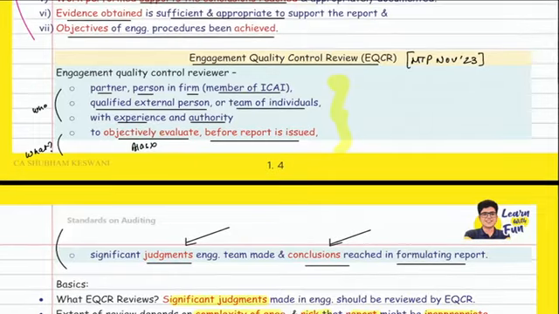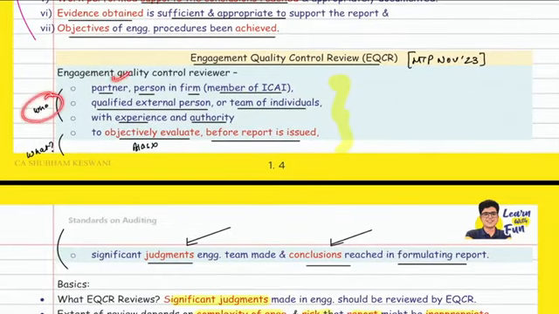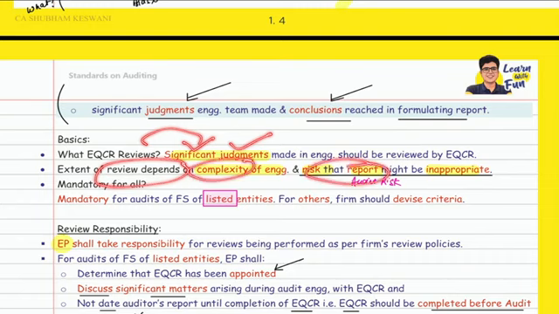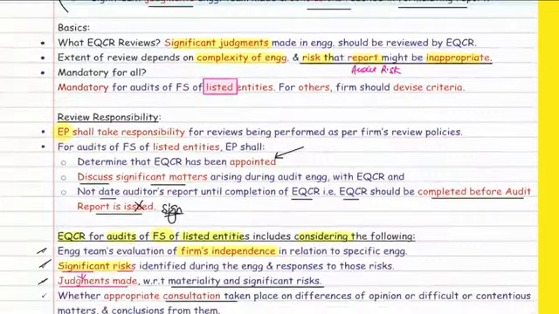First of all, definition of EQCR. Who is EQCR? Partner or other person in the firm. Just look at the board, everything will be clear. Or an external person with experience and authority. Okay, sir. What will he do? Objectively evaluate the significant judgment and conclusion. What does the EQCR review? Again, significant judgments and conclusion. How much review? Depends on complexity and the audit risk. Mandatory for listed entity audit. For others, you can devise a criteria.